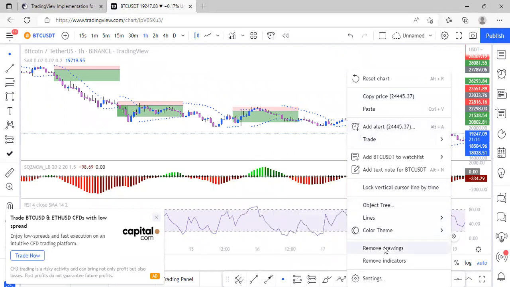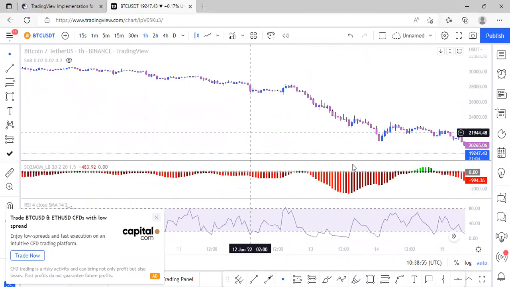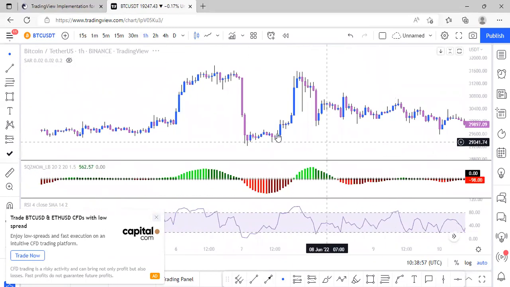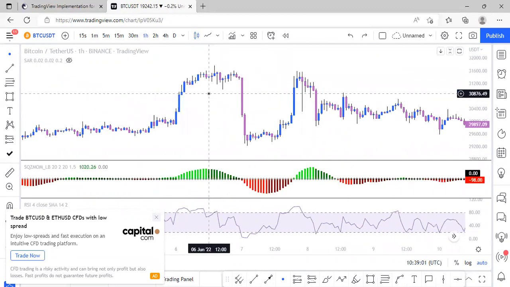All right. So what about using the squeeze momentum? So let's hide the parabolic SAR. Oh, sorry, I missed it somehow.